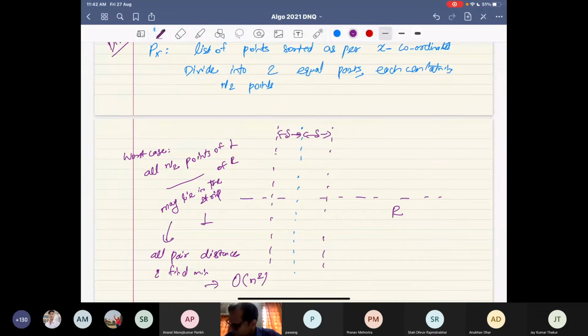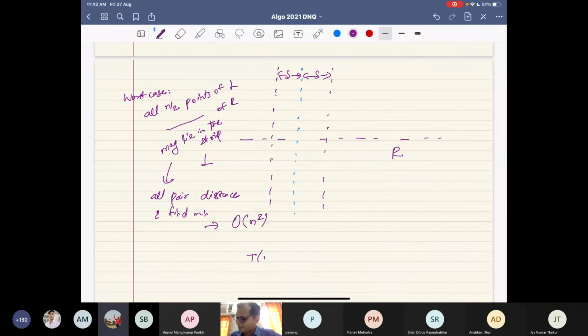Right, very good. But then what will be your divide and conquer recurrence formula? Have you thought about it? What you're saying is good, but what will your recurrence formula be? I have not thought about that.